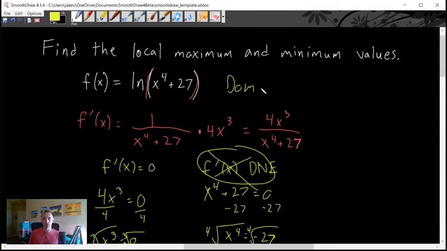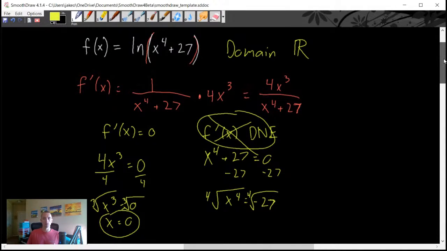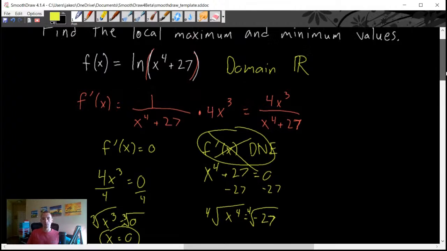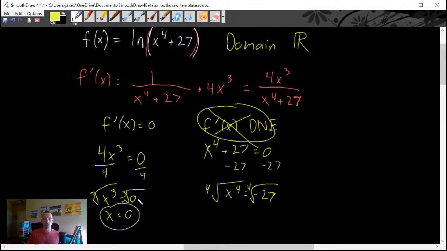So the domain of this original function is all real numbers, right? There's no x values that are going to cause problems. There's no x values that we're not going to be able to plug into f of x. So as a result, the only point that we want to put on to do our first derivative test, to figure out where our local maximum and minimum values are, is the one critical number, x equals 0, that we got. There's no restrictions in the domain of f or f prime, and the only critical number we got is x equals 0.